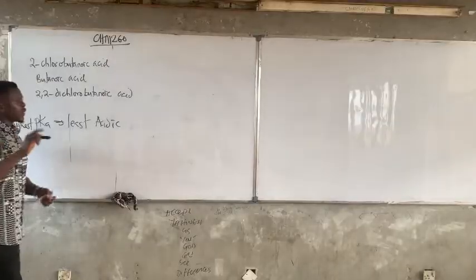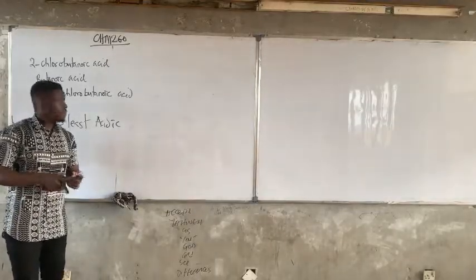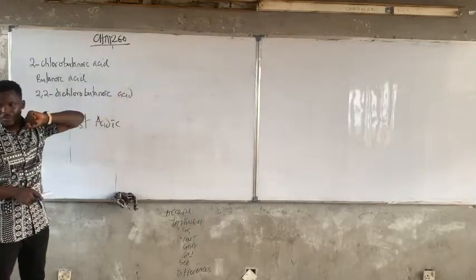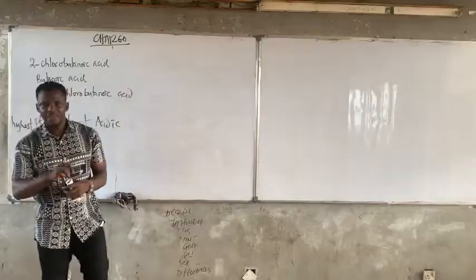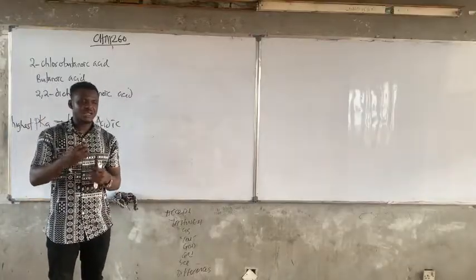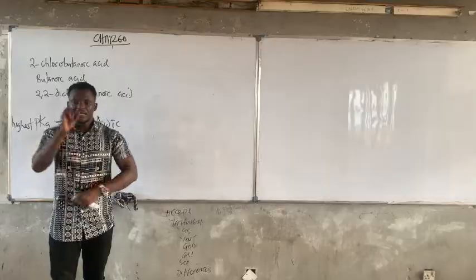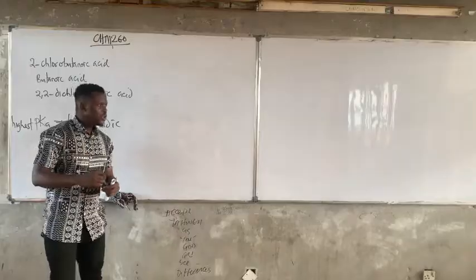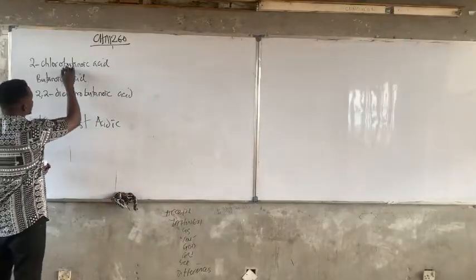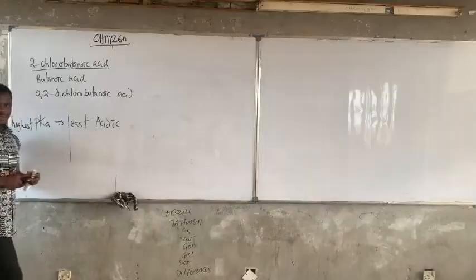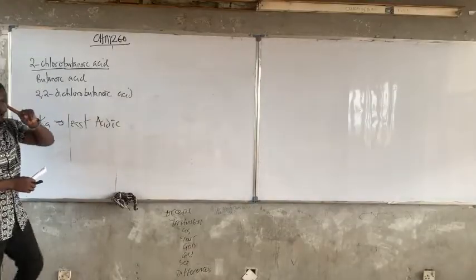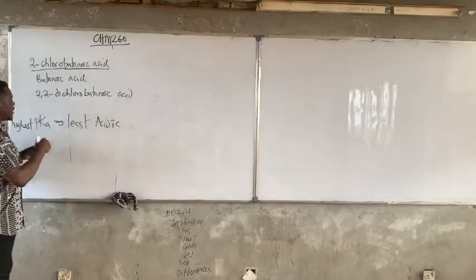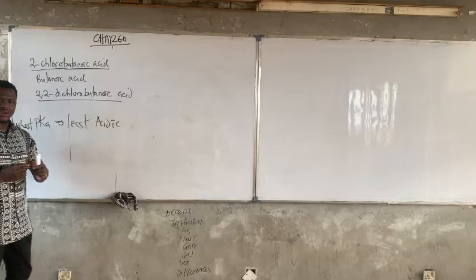Now we're going to use the concept of inductive effect. All of them here are 4-carbon acids, butanoic acid. Recall that inductive effects can be used to check the strength of a carboxylic acid. The presence of a minus I substituent on the chain increases the acid strength. So 2-chlorobutanoic acid has one minus I group, while this 2,2-dichloro has two minus I groups.